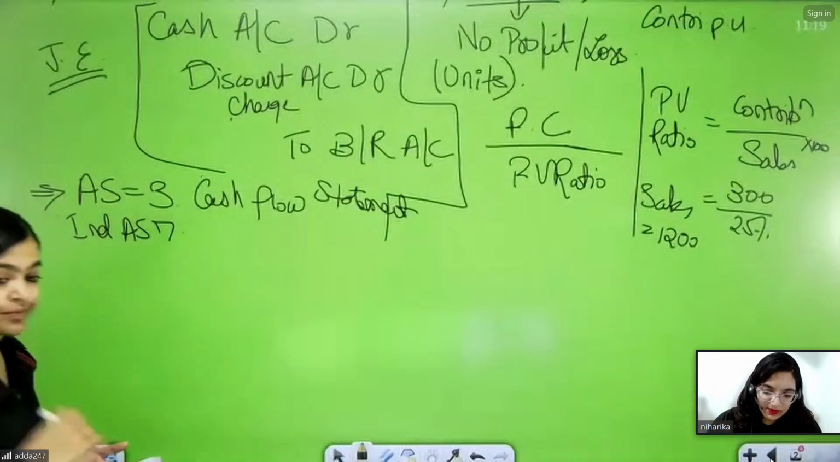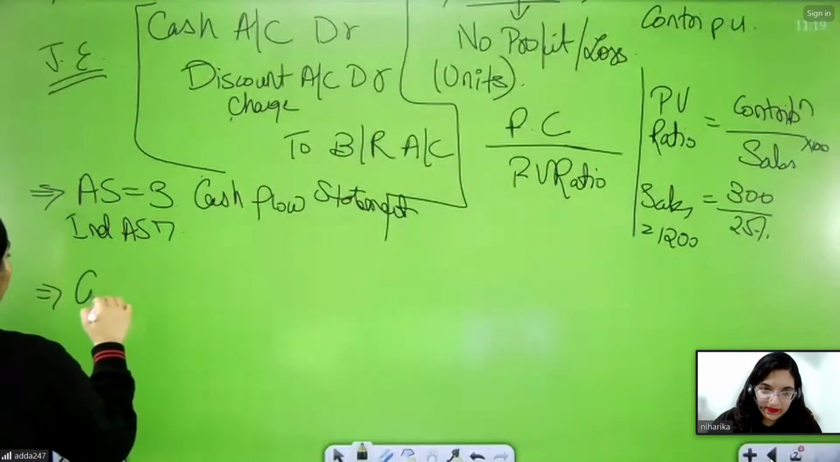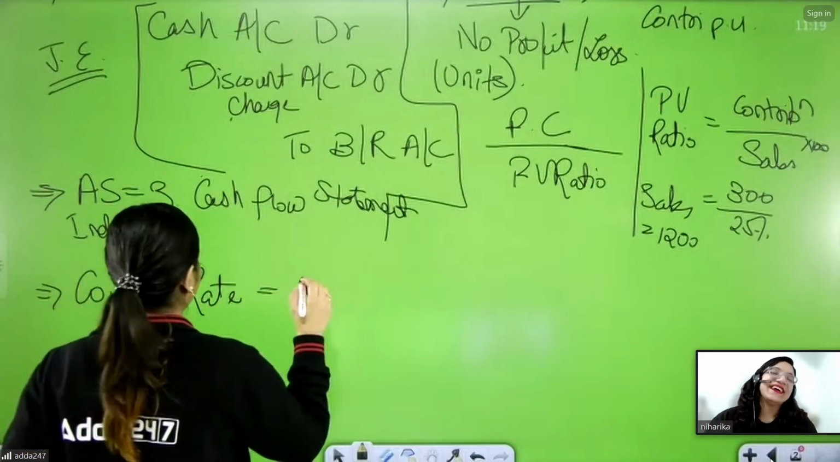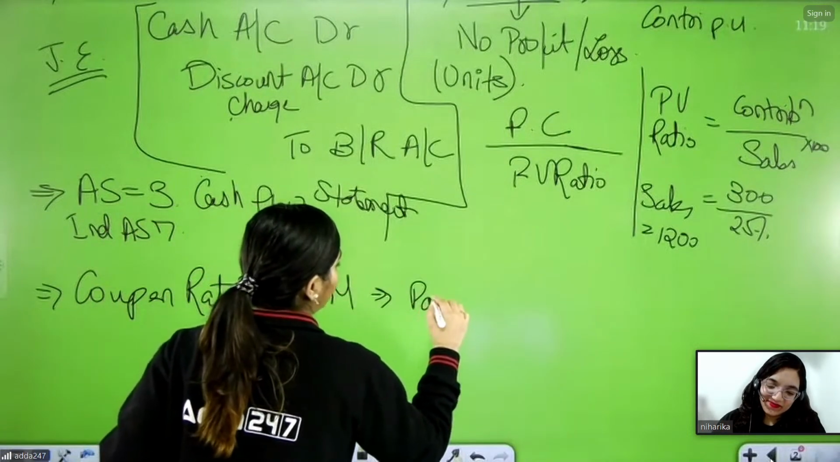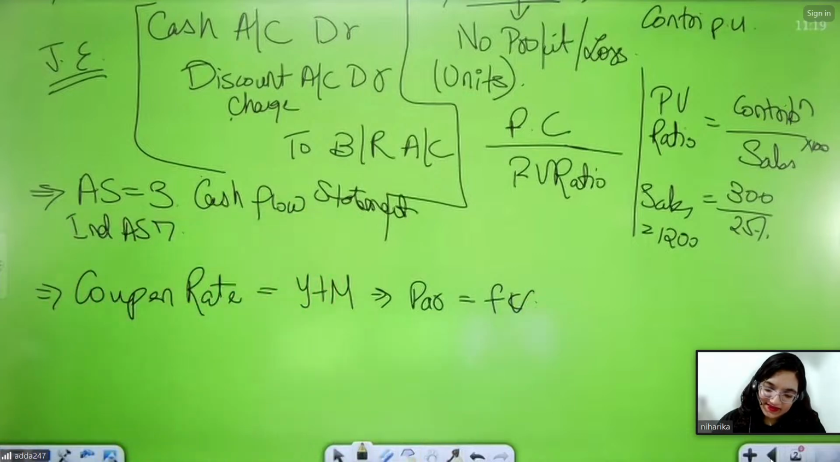Yes, ma'am. There was a question on coupon rate and YTM as well. Yes, everyone, if coupon rate is equal to YTM, then the bond's value will be equal to its par value, equal to your face value. Whatever value you calculate, it will be equal to your face value.